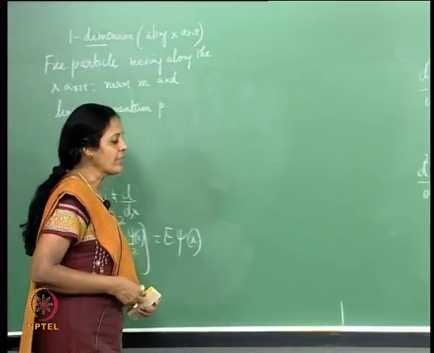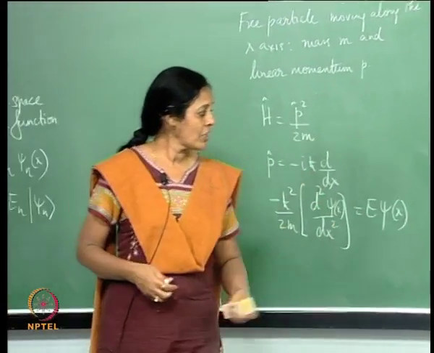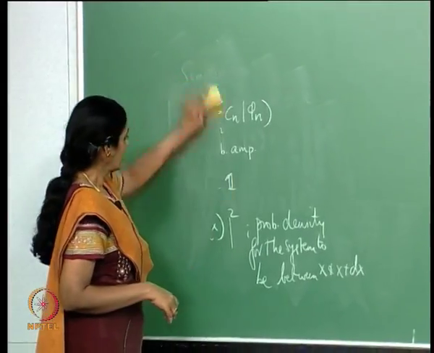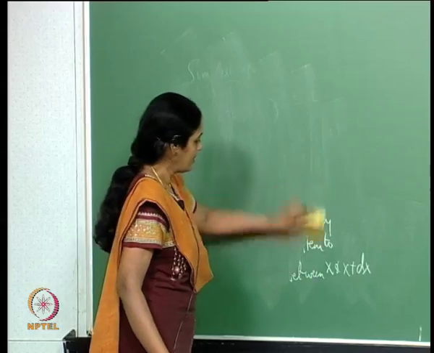Clearly, if there is a potential, I will not have a solution of that form. Psi of x would not be of the form A e to the minus ikx plus B e to the ikx. So let us take a simple example. Let us take the harmonic oscillator problem, which we have already worked out in terms of abstract kets.